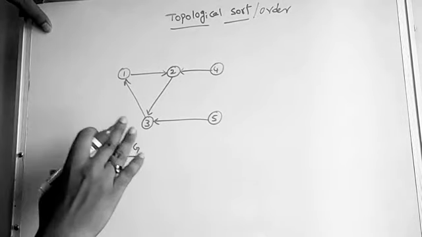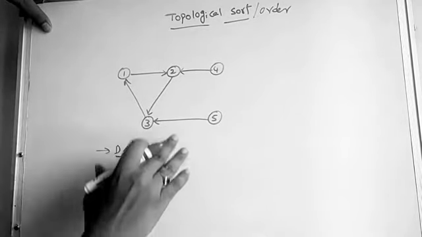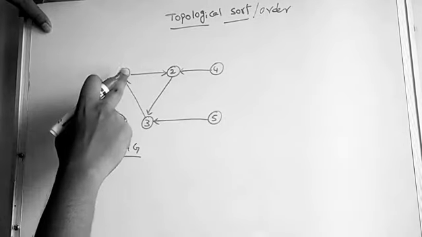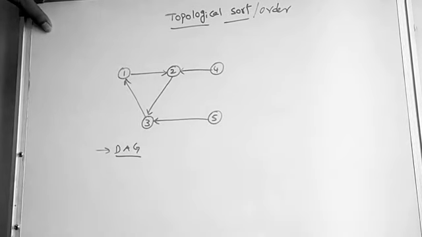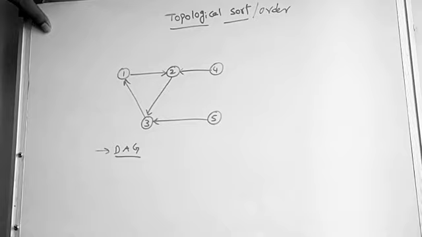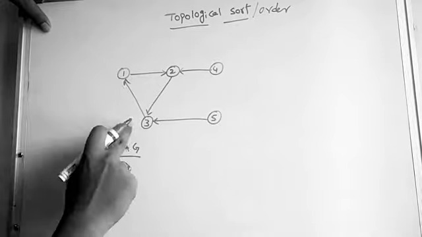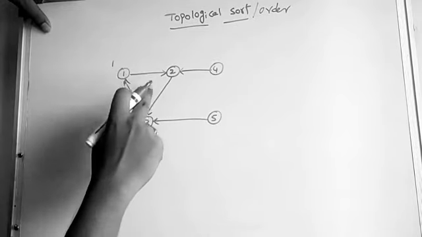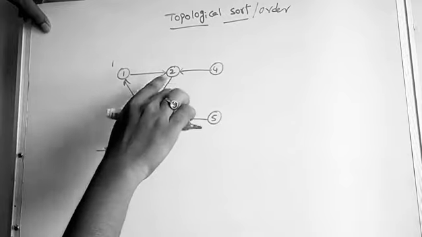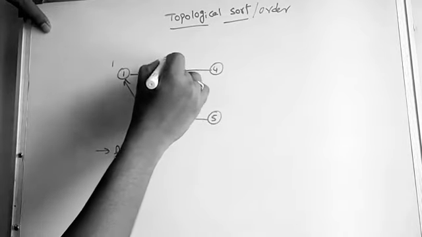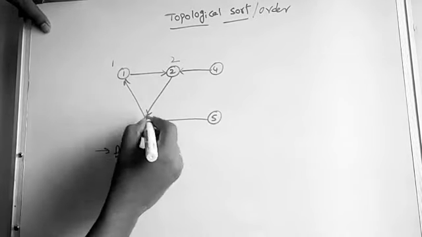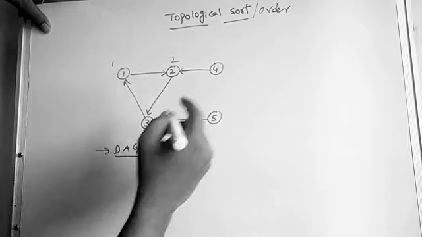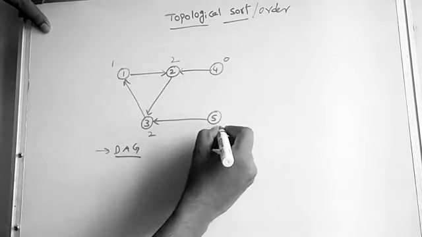We know that this graph is not able to give a topological sorting order because it has cycles. So let us see where we get stuck in finding the topological order. Okay, what is the in-degree of 1? It has only one incoming edge. In-degree of 2 is 1, and 3 has in-degree 2 because two arrows are coming to vertex 3. In-degree of 4 is 0, in-degree of 5 is 0.